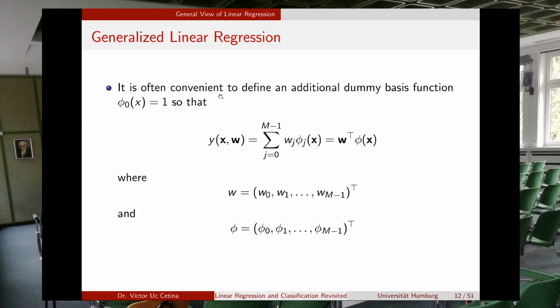It is often convenient to define an additional dummy basis function phi0 of x, so in that way we can rewrite everything as a dot product of w and the vector phi. Adding this dummy basis function, it will always output a 1.